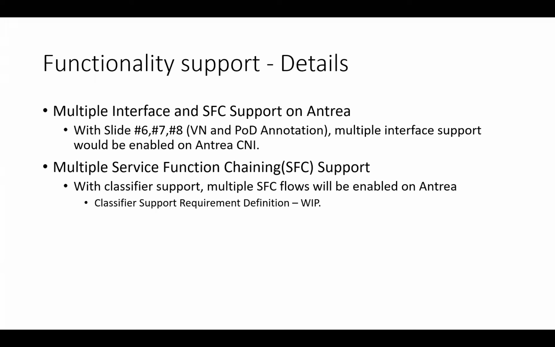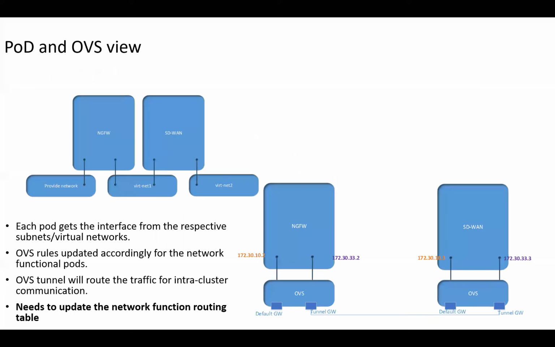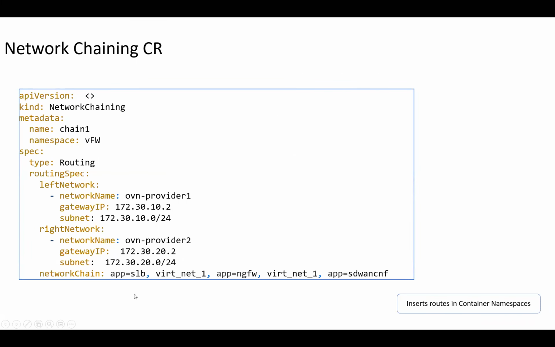Okay, let me try to understand. For the first hop, I can understand your classifier can decide which instance will handle it. But for the intermediate hops, how could the last hop decide which instance of the next hop to send the traffic to? It is based on the service function chain definition, the left network and right network, right?